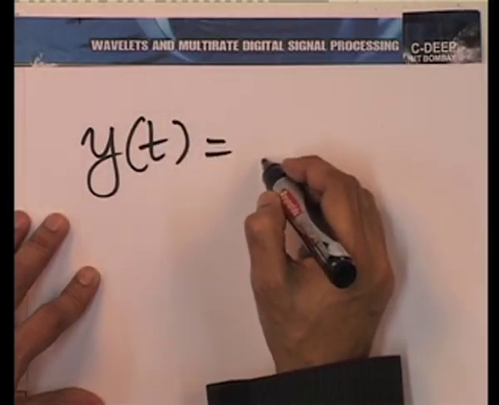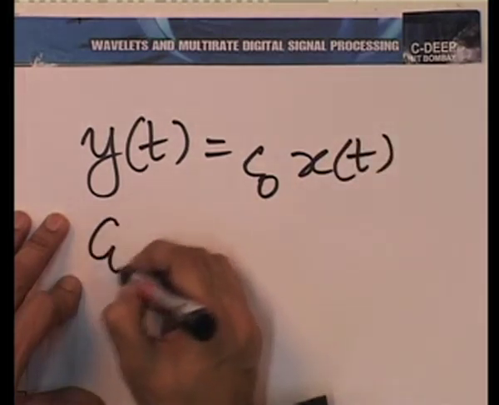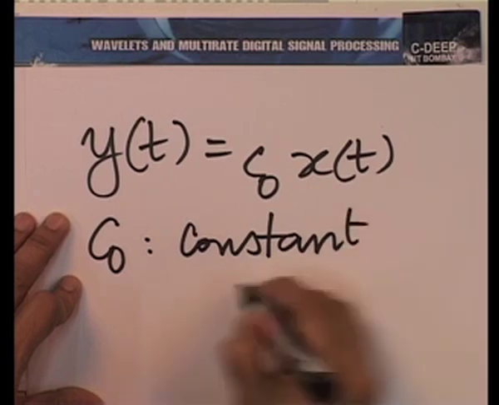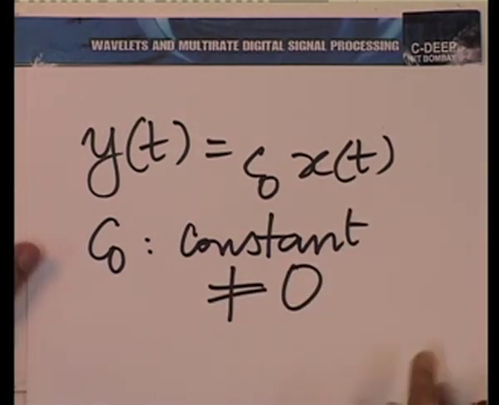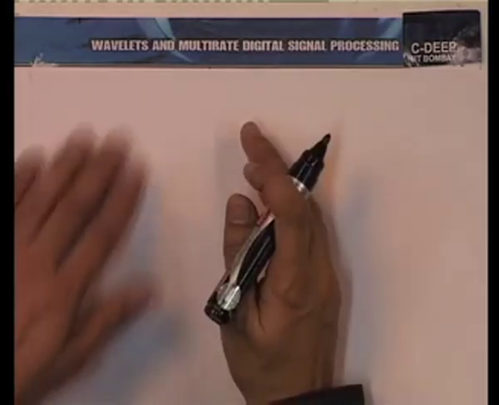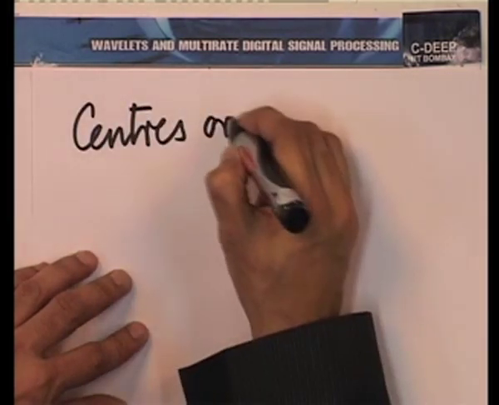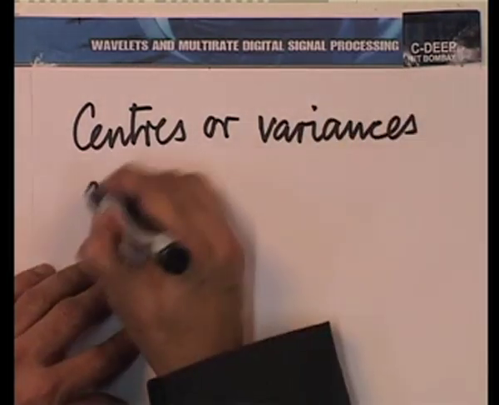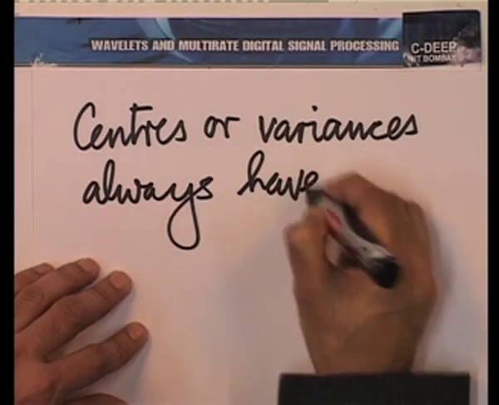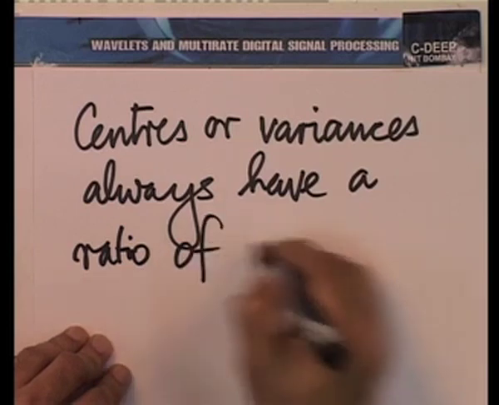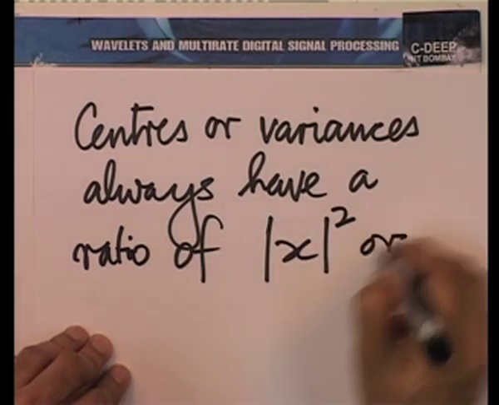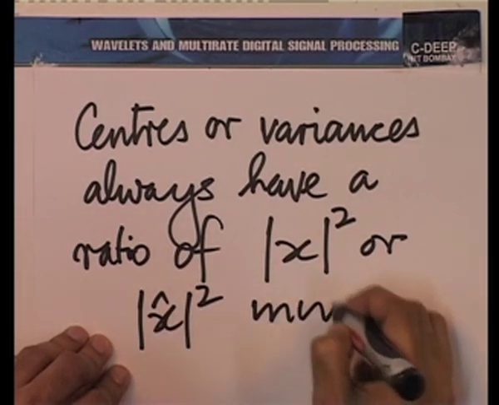So, again it is very easy to show that if y t is equal to some constant, let us say C 0 times x t, C 0 is a constant, of course unequal to 0, that is straightforward. It is very easy to see that in the process of defining the center or the variance, the centers or variances always have a ratio of mod x squared or mod x cap squared involved.